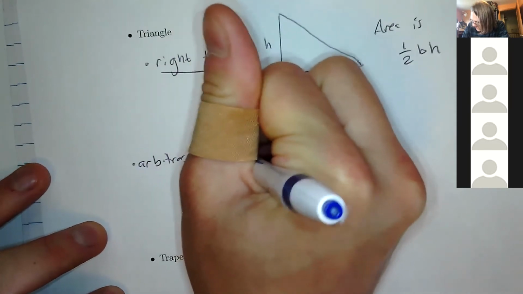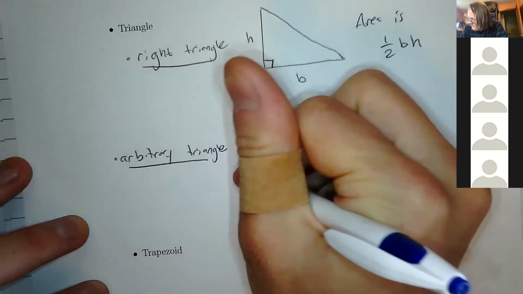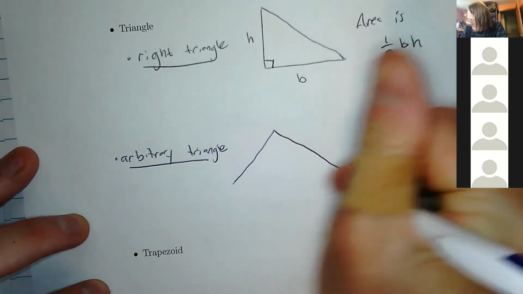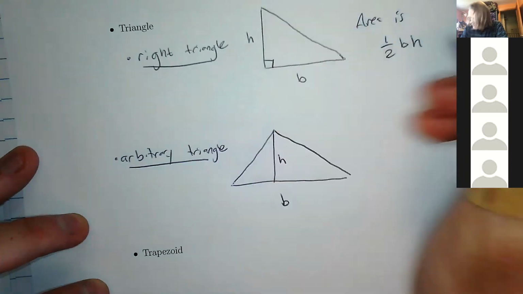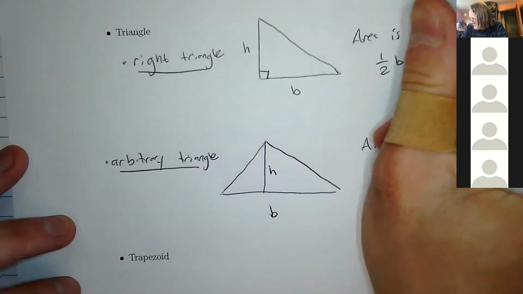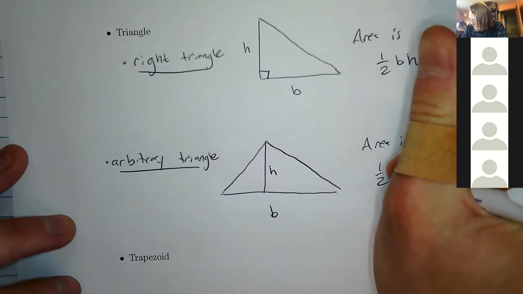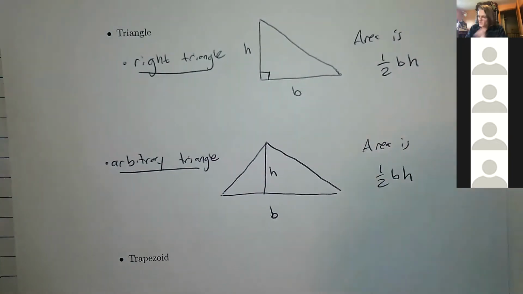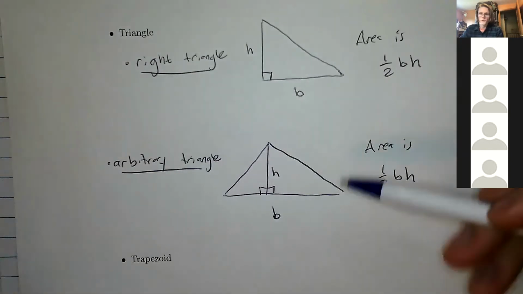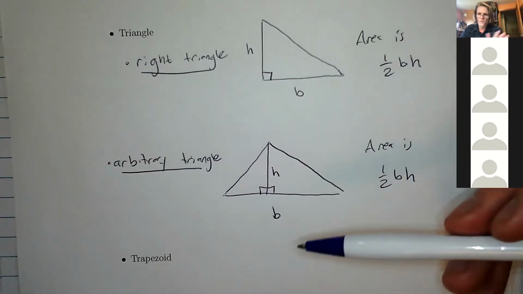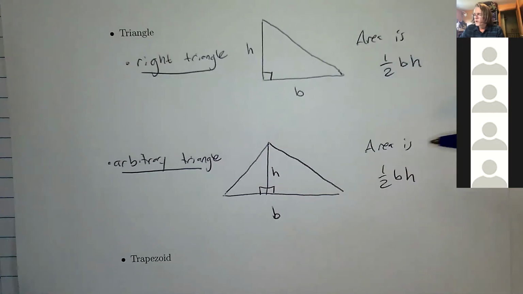So anyway, for an arbitrary triangle, I'll draw it like this. So this is B, that's H. Again, the area is 1/2 BH. So it doesn't matter what triangle you have. If it's a right triangle, if it's any arbitrary triangle, it doesn't matter. The formula is the same.